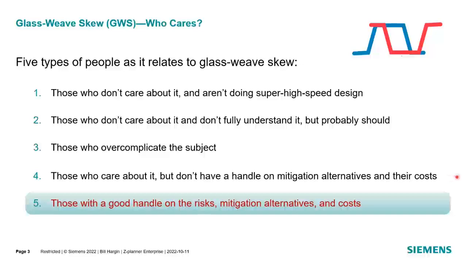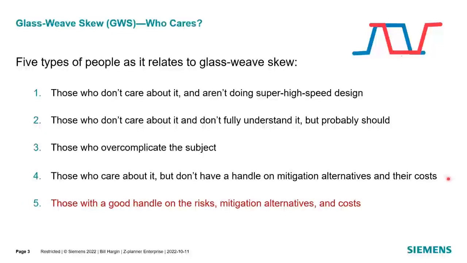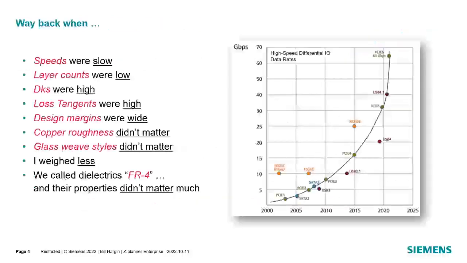The fourth group would be those who care about it, but don't have a handle on the different mitigation alternatives and their costs. And I think all of these groups, by the way, will get quite a bit out of this webinar. This is part one of a 2-part series, by the way. We'll be doing another one in a month. And I want to bring everybody to this point to where all 4 of those groups have a good handle on the risks, the mitigation alternatives, and the costs, and perhaps some are already there.